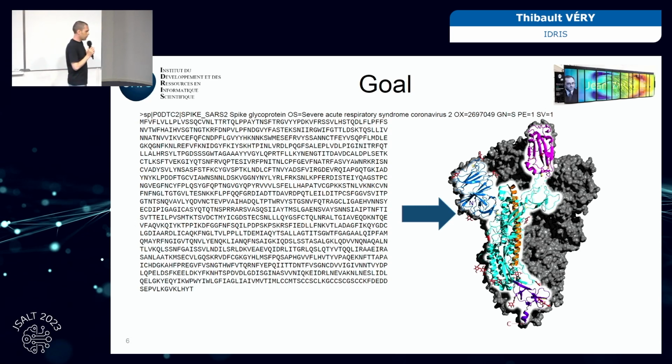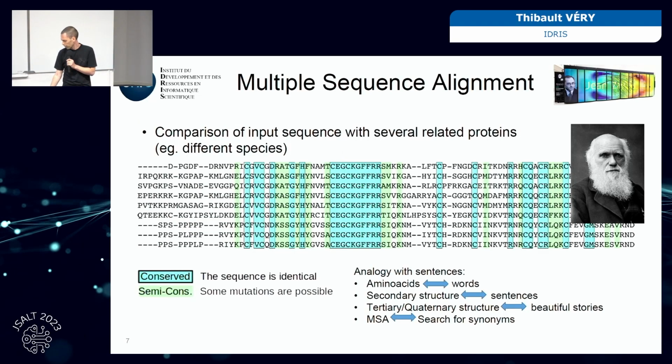Okay, so the ultimate goal of AlphaFold is to start from this list of amino acids and to try to find the structure. And we don't know the structure at the beginning, obviously. So again, this is the spike protein, and we want to transform this, what I would call a story, into the 3D structure. Okay, we have something that is really powerful.